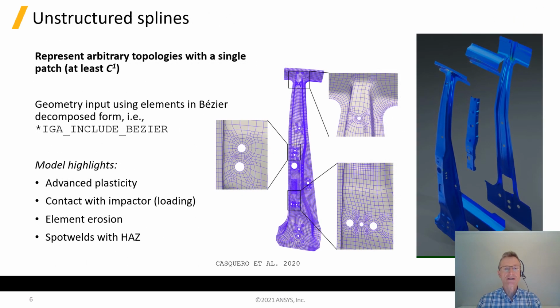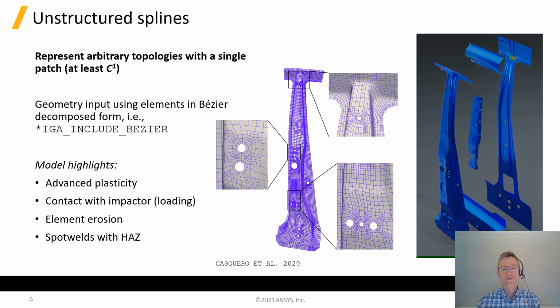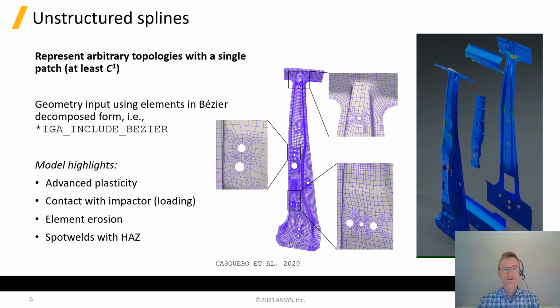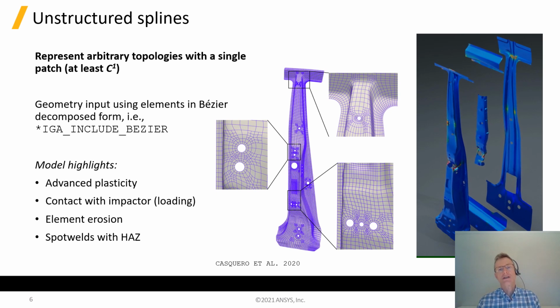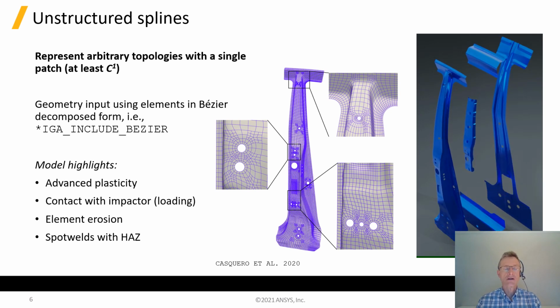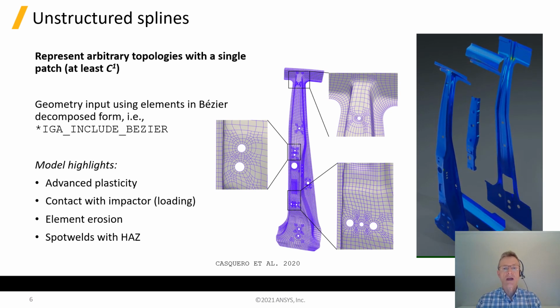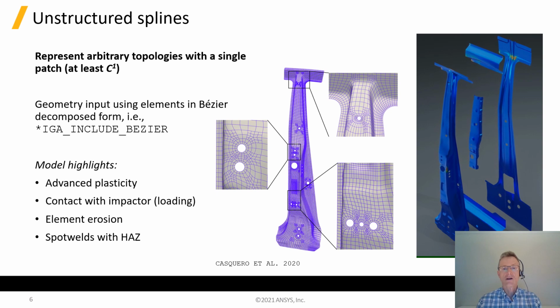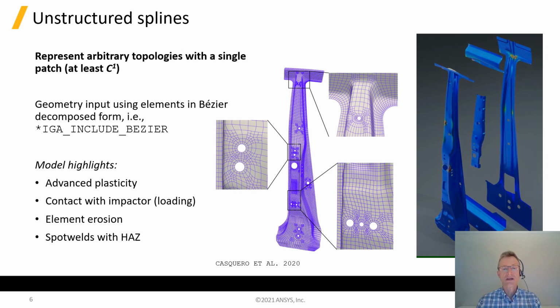*IGA supports Bezier extractions, which is one of the ways in which CAD can represent geometry. It allows for arbitrary complex topologies to be represented with one patch per part without the need for trimming. Bezier extractions come as solids and shells, and they support contact, spot welds with heat affected zone, element erosion, and so on.